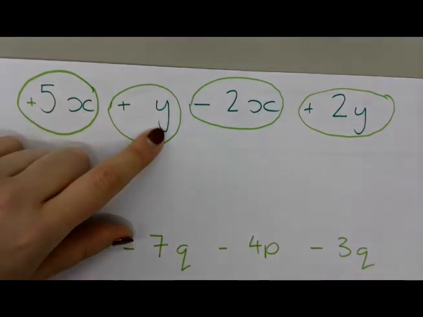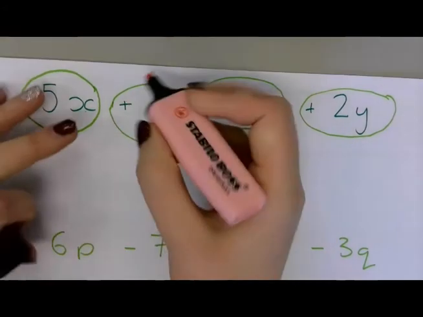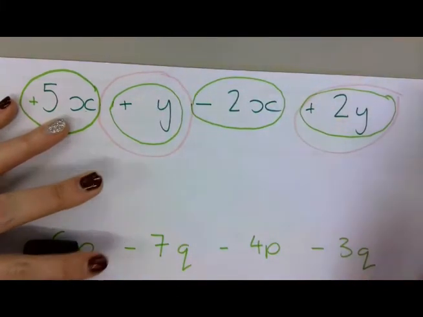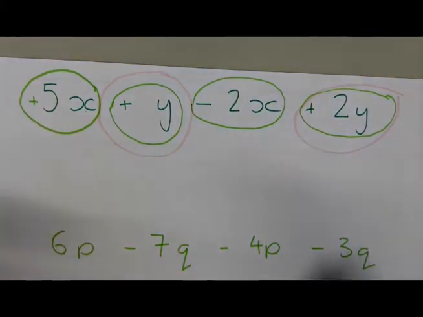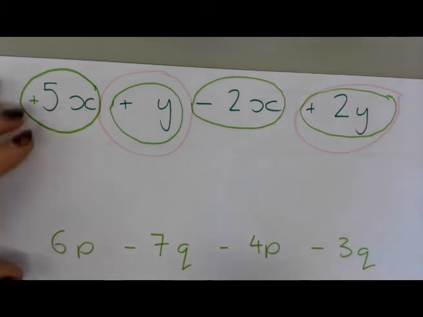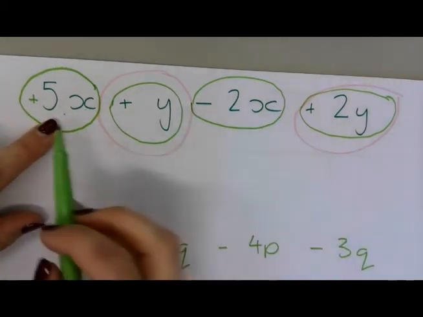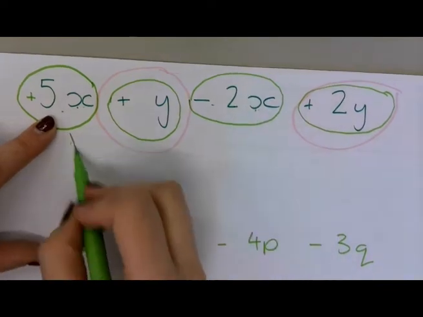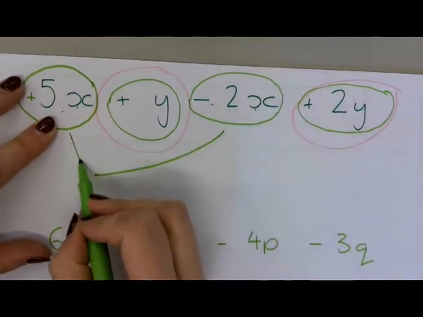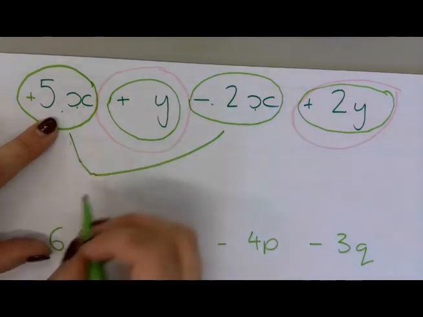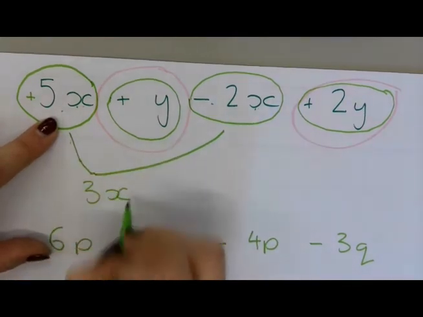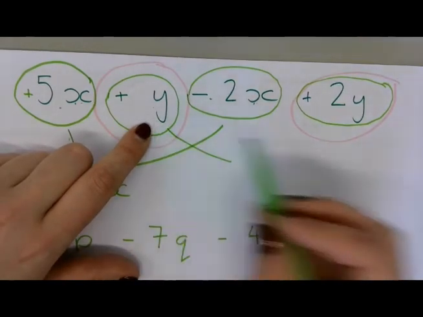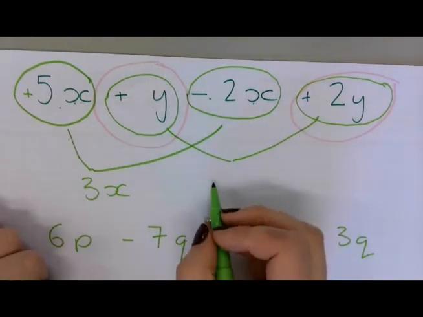If you find it easier to perhaps use different colours for the like terms, so the y's in one colour and the x's in another, brilliant, go ahead and do that. So x and x here, so we've got 5x subtract 2x, and this will be your first point that you get. 5x subtract 2x is 3x, and then we've got y, remember that's 1y, add 2y, which is 3y.